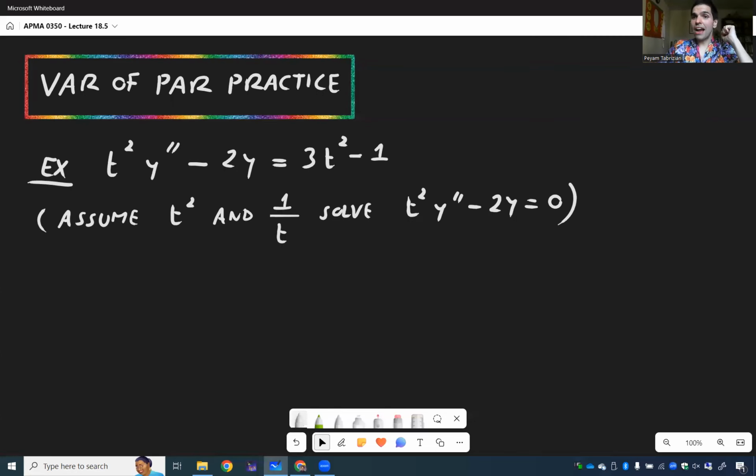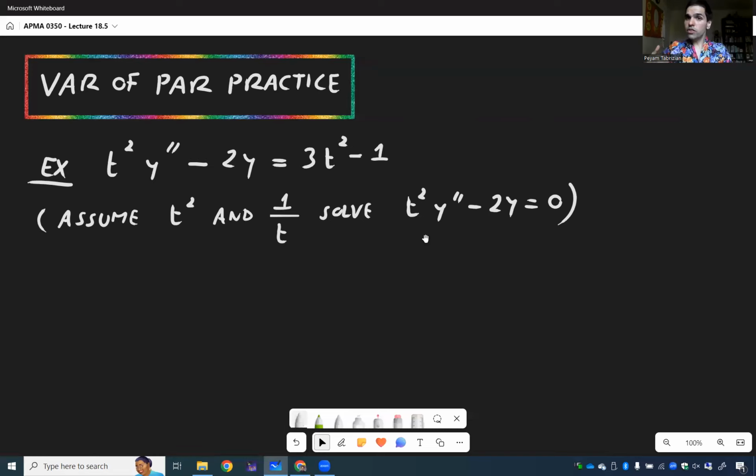Here is some extra practice with var of par, but also to show you that you can use this technique to solve second-order linear ODEs that are not constant coefficients, just to show how powerful this is. In particular, let's try to solve t squared y double prime minus 2y equals 3t squared minus 1. And for this, assume that t squared and 1 over t solve the homogeneous equation.